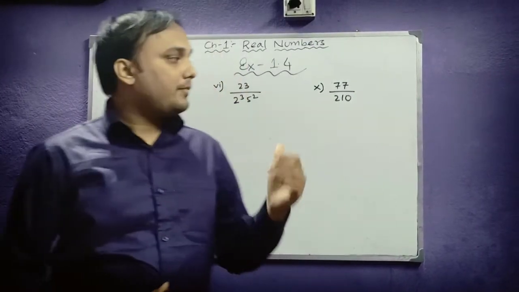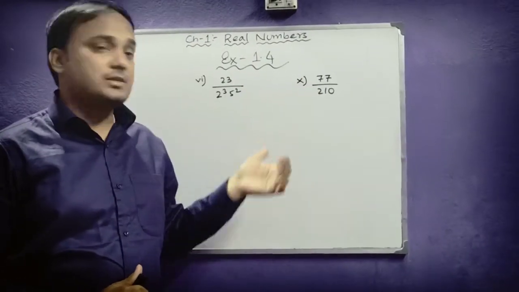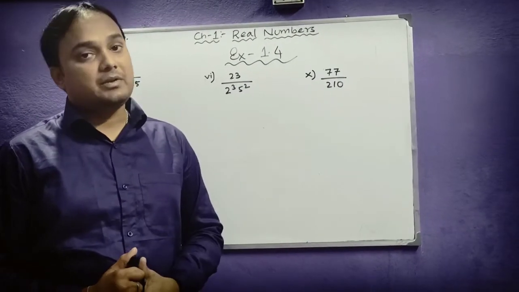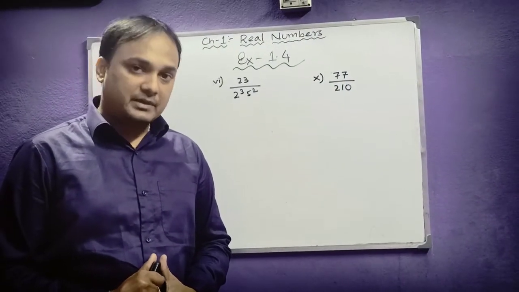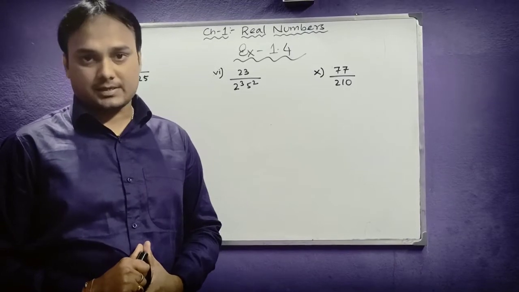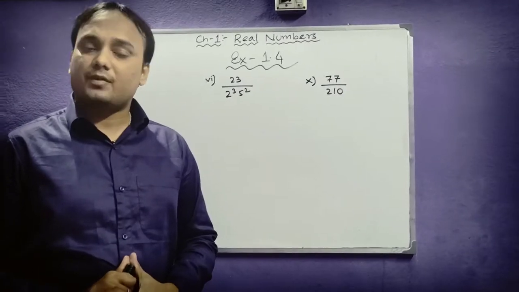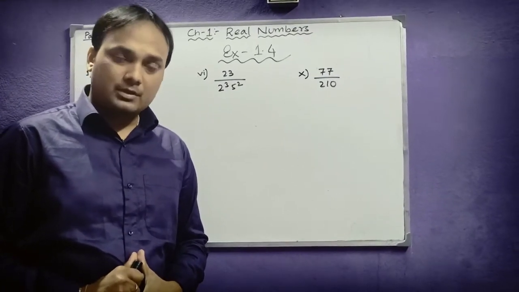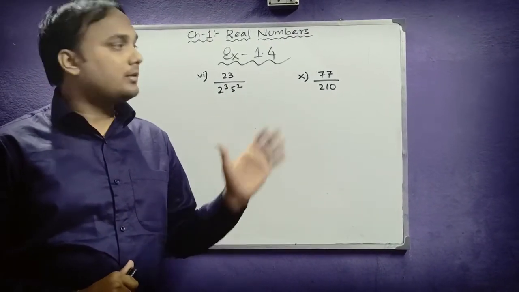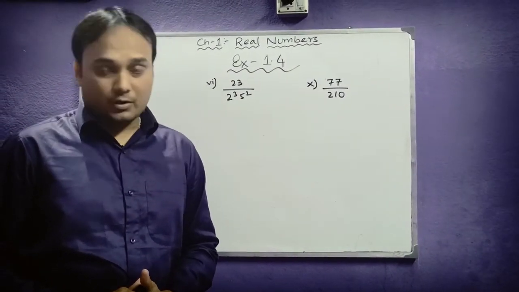In question number 1, we need to find whether these rational numbers, which are all expressed in the form of p by q, have a terminating decimal expansion or a non-terminating repeating decimal expansion without actually dividing. So how will we find it? Just with the help of the theorem we discussed before. The theorem says that if the denominator of the rational number is of the form 2 to the power n into 5 to the power m, then it has a terminating decimal expansion, else it doesn't. So we'll just check whether the denominators of these fractions can be expressed in the form of 2 to the power n into 5 to the power m or not, and then we'll come to a conclusion.